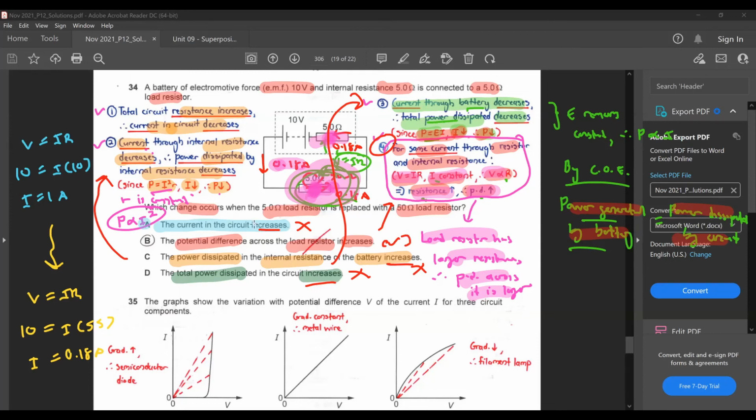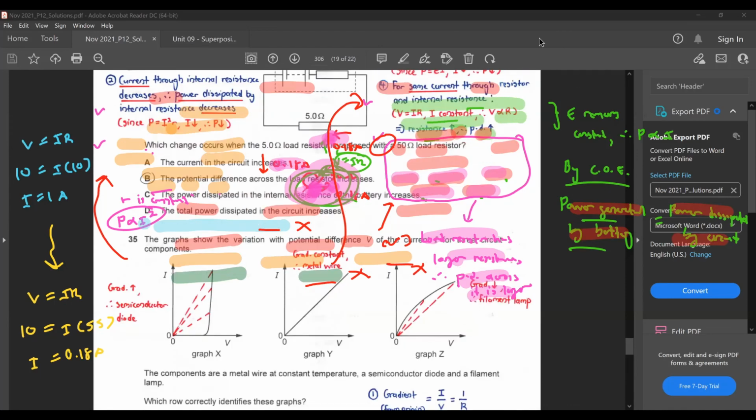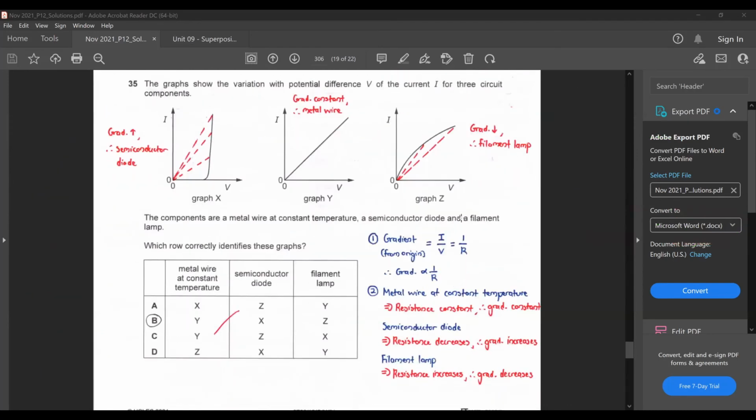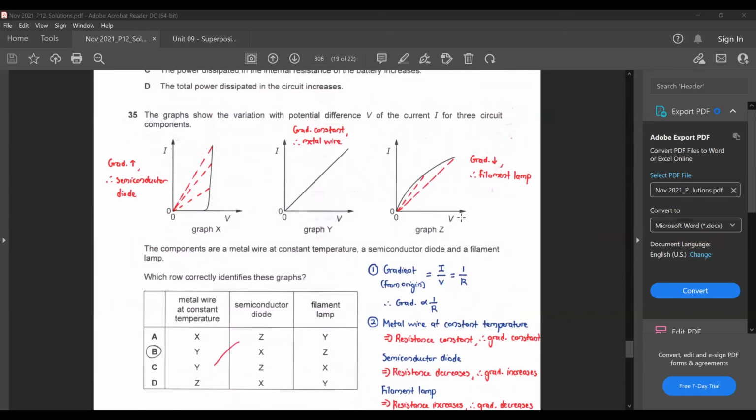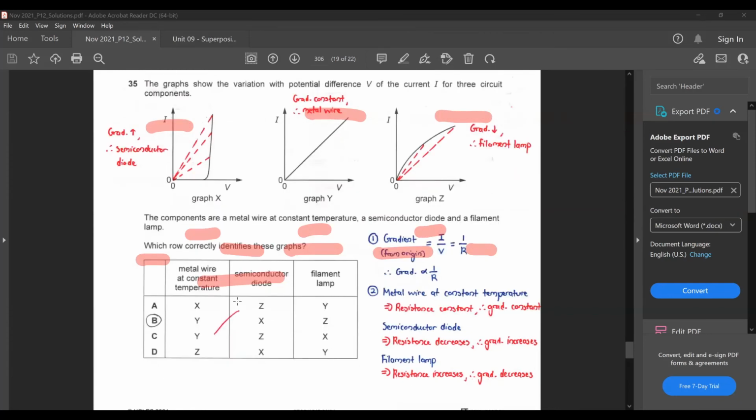Okay, so this one should be fine. I'll just clear off everything here. Now, question 35. The graph shows the variations with potential difference V or current I for 3 components: graph X, graph Y, graph Z. The components are a metal wire at constant temperature, a semiconductor diode, and a filament lamp. Which row correctly identifies these graphs? One of the things you could do is always try to see the gradient from the origin.